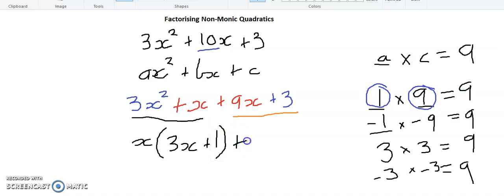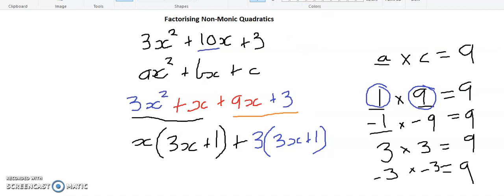Then I look at my 9x plus 3. Again, I can see a common factor of 3, so I'm dividing everything by 3. 9x divided by 3 is 3x, and 3 divided by 3 is 1. You can always check by expanding it back out to make sure you haven't made any mistakes.